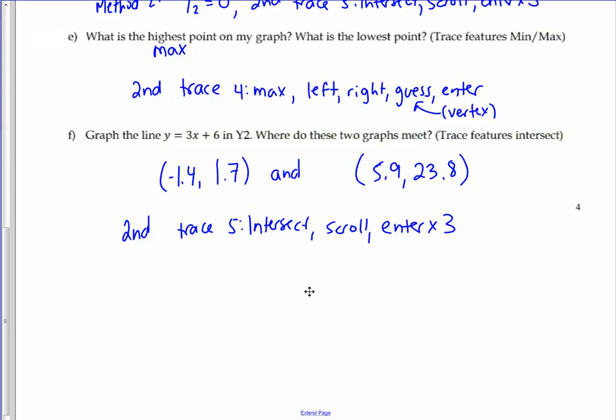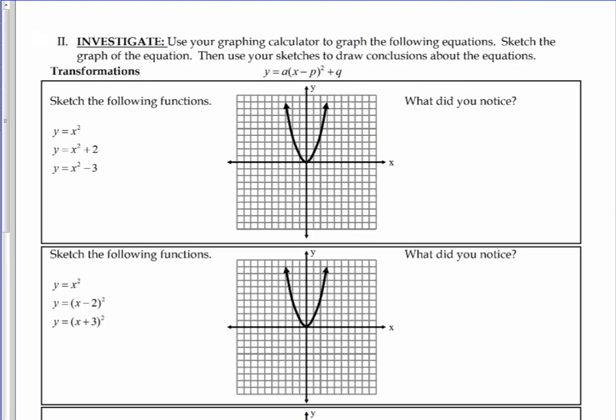Let's look at the investigation. Yeah, let's do it. But I'm going to walk through this fairly quickly. So what I'd like you to do is grab your graphing calculators. You're going to need those.